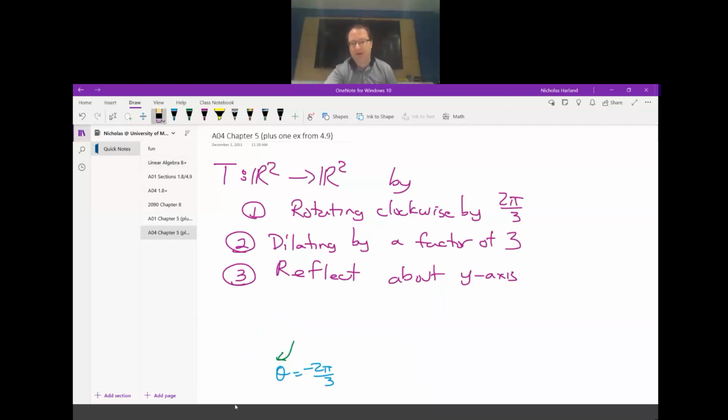All right, so anyway, back to the question. That's the angle we're talking about for the first of 3 things. So how are we going to find the standard matrix for this linear operator?